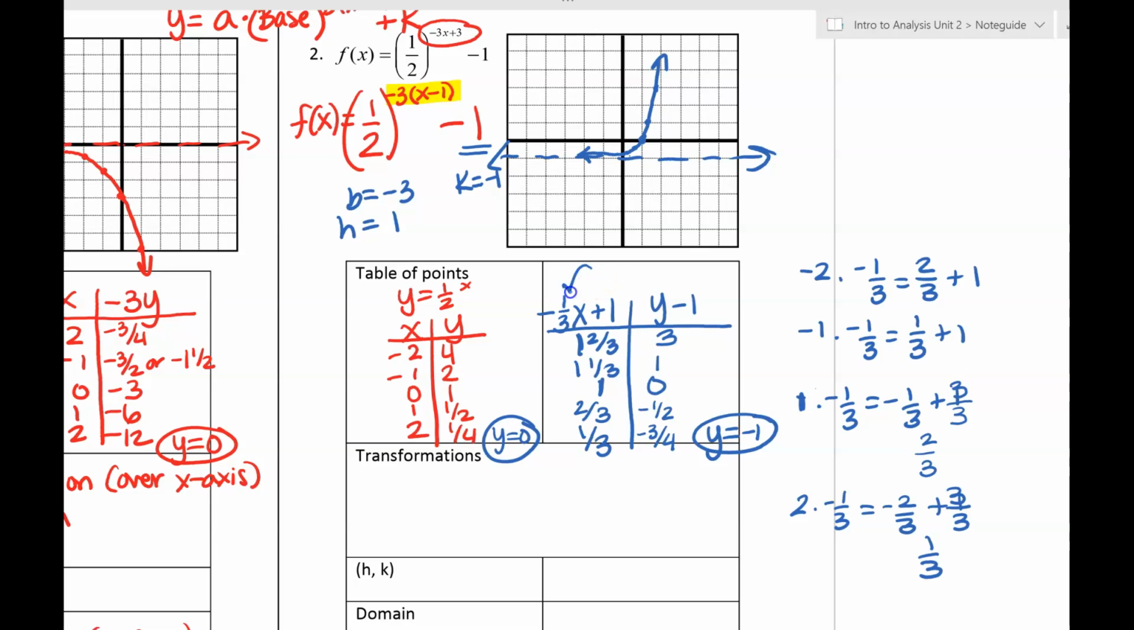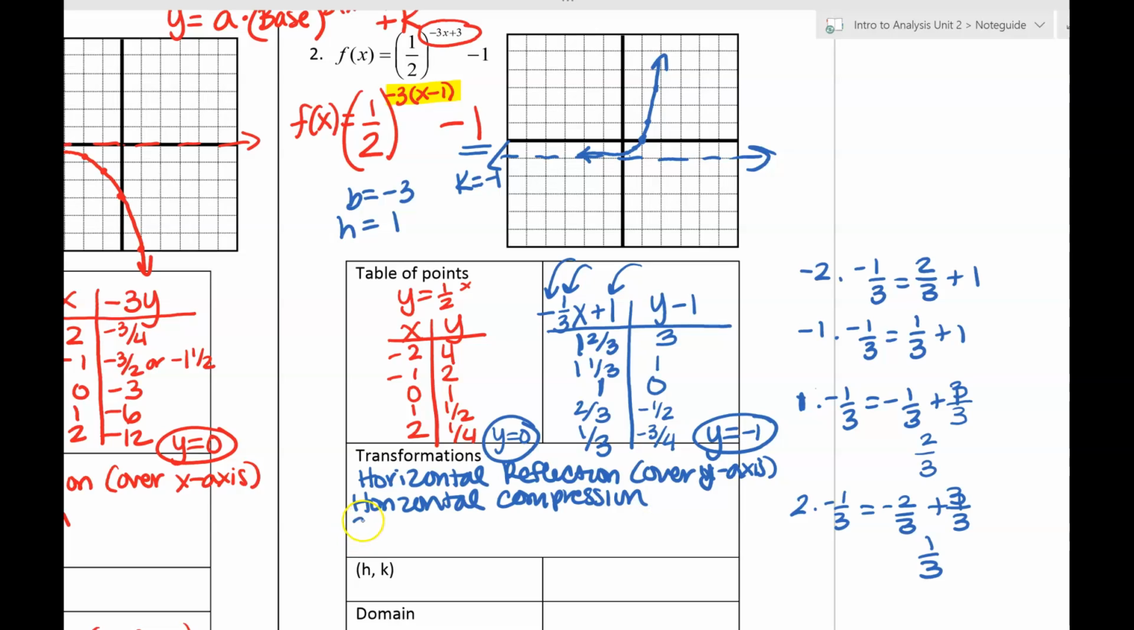Look at what's happening to x. A 1/3 is multiplying it. There's a negative and a plus 1. That's 3 transformations. Because of the negative, there is a horizontal reflection. Or if you prefer not to say it that way, it's over the y-axis. Because of the 1/3, there is a horizontal compression. And because of the plus 1, there is a shift right 1. Then for the y value, having the minus 1, there is a shift down 1.